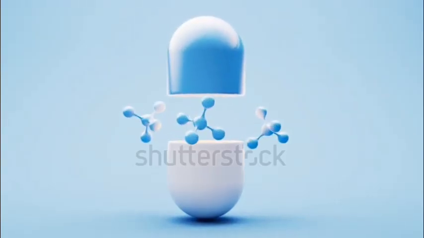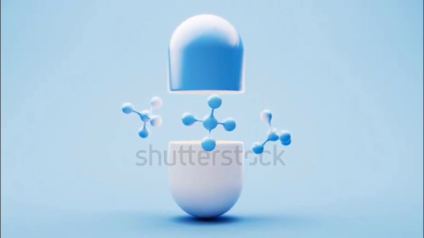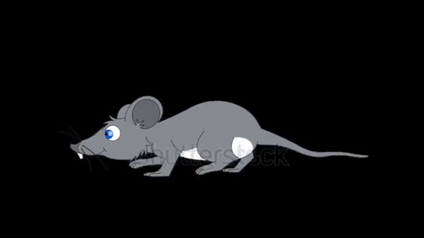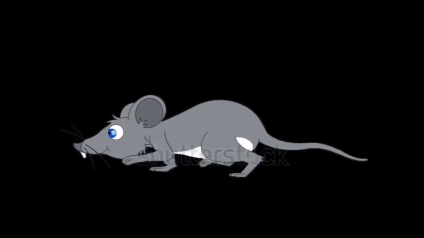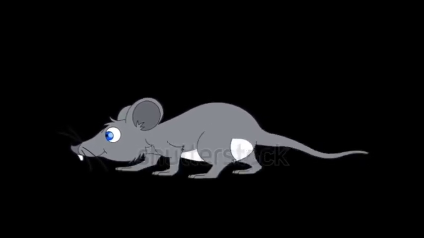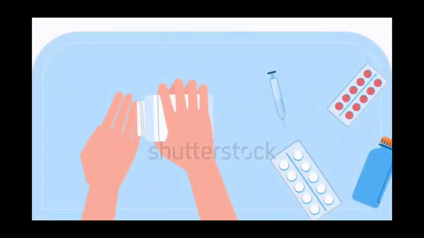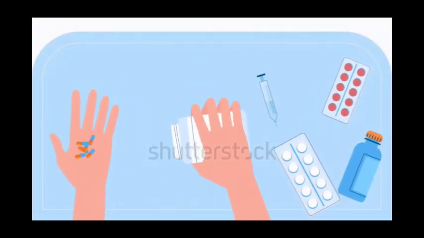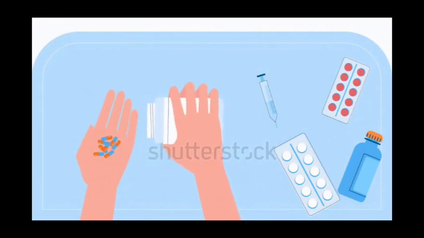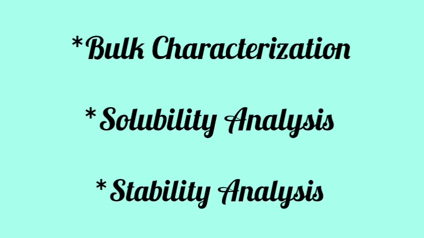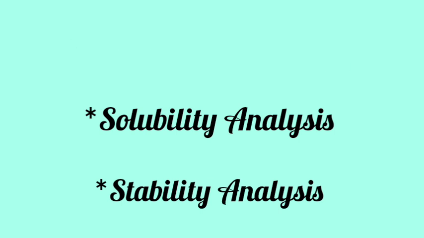Well, it all begins when a newly synthesized drug shows significant promise in animal models. Think of it as the drug's first detailed physical and chemical checkup. This stage is all about understanding the fundamental properties of the drug substance before it's turned into a pill, syrup, or injection. This investigation is generally broken down into three main areas: bulk characterization, solubility analysis, and stability analysis.